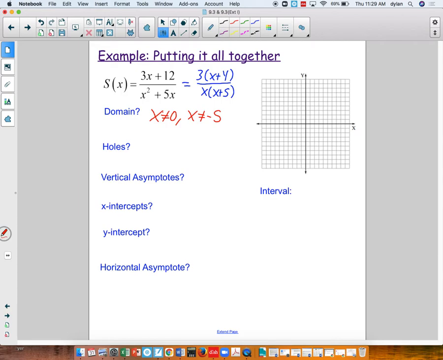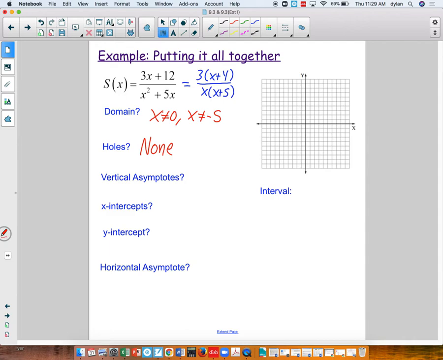So after the domain, step 2 says find holes and plot them. Now in this case, the only time holes occur is when pieces cancel out after you factor. Nothing canceled out in this case, so there are no holes.